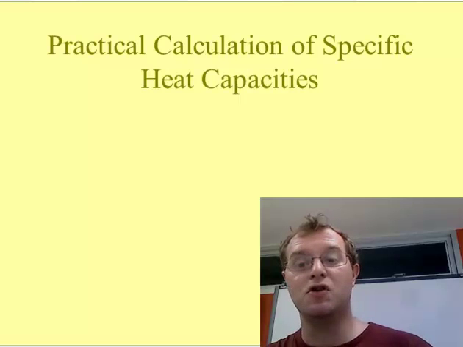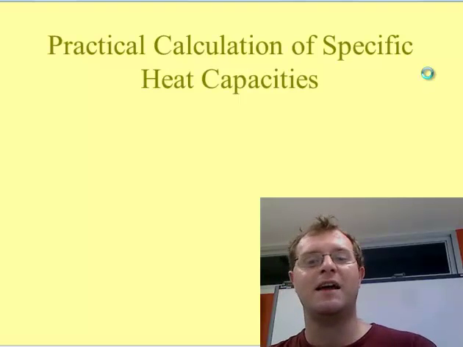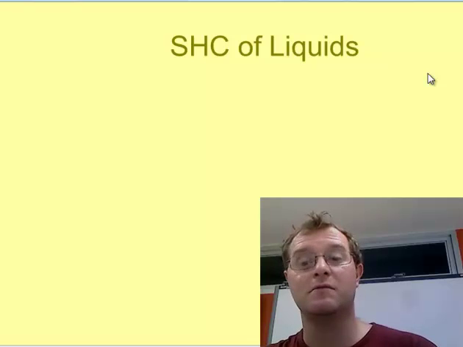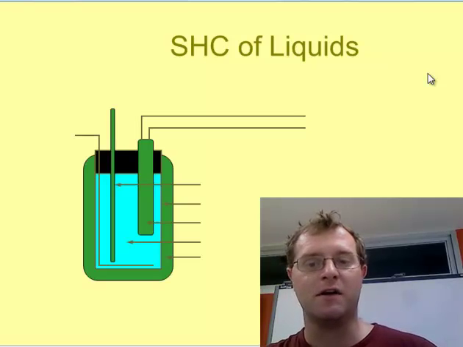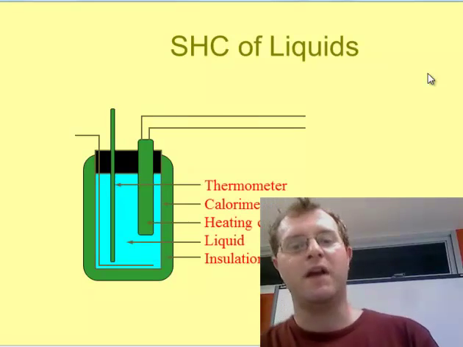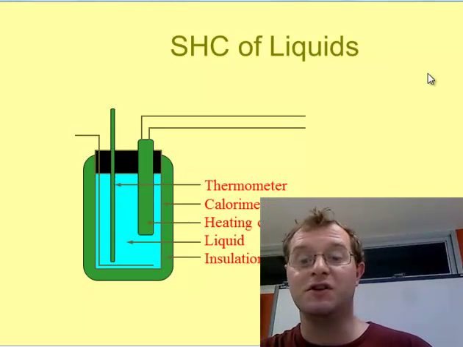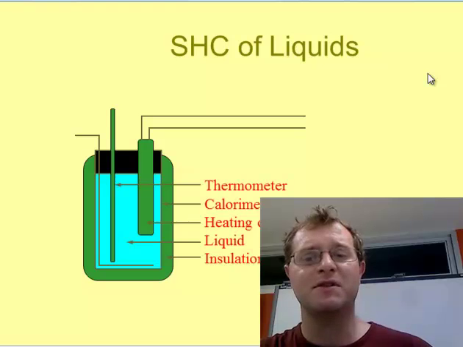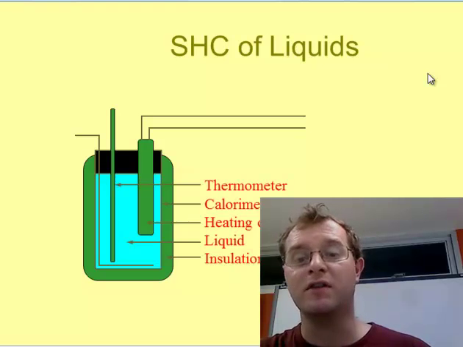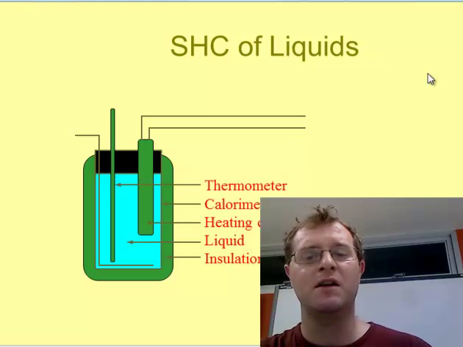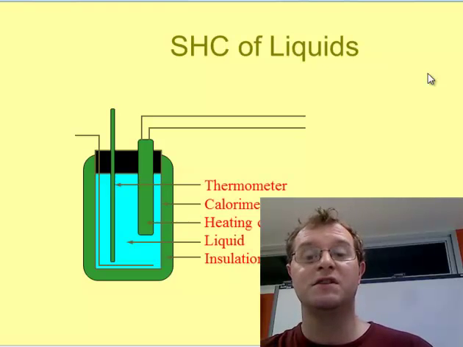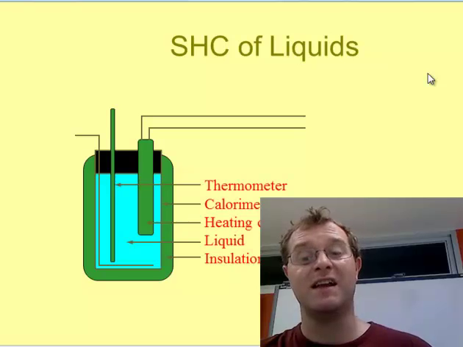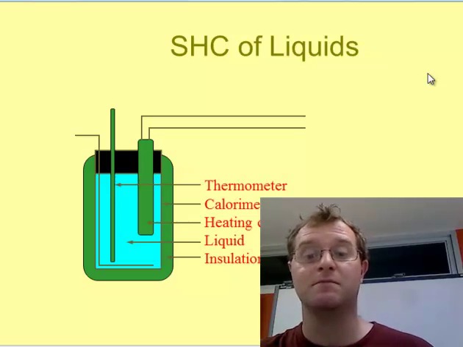The first example I'm going to use is how you'd calculate the specific heat capacity of a liquid. You're probably going to use a setup which looks a little bit like this. Here we have a thermometer for recording the change in temperature, and a calorimeter, which is a device for holding the liquid. It's normally made of a known single material, and it's designed to absorb as little energy as possible to have the smallest impact.